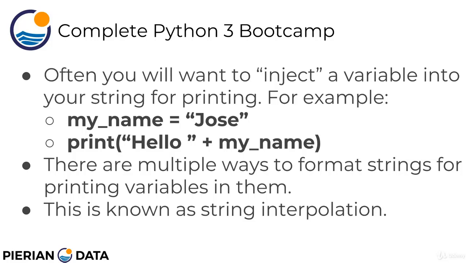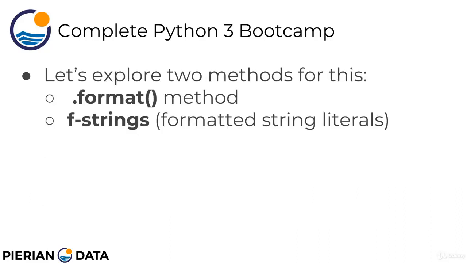Now there's actually multiple ways to format strings for printing variables in them, so you don't have to constantly be using this concatenation or plus sign. And this, in general, is known as string interpolation, which is basically just a really fancy way of saying stick a variable into a string. So we're going to explore two methods for doing this. One is the .format method, and the other one is the f-strings method, which stands for formatted string literals. And this is a newer method for some newer versions of Python 3. I personally prefer the .format method, but let's go ahead and show you both of them, and you can decide which is more your style.